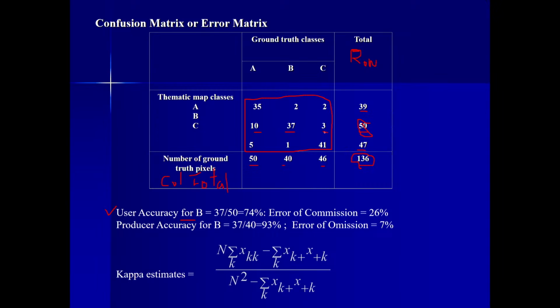So if you want to calculate the user accuracy, it will be 37 divided by the total samples on the classified map used for class B, that is 50. 37 by 50 into 100, then it will be 75%. The user accuracy is shown in percentage. So 37 by 50 multiplied by 100 comes to 74% for class B. Now if you take 100 minus 74, that comes to be 26. So this is called error of commission.